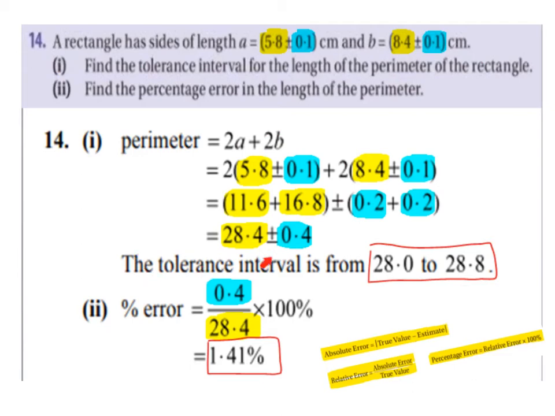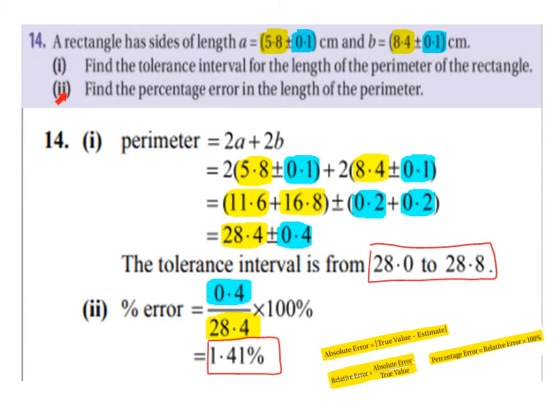So the tolerance interval is from 28.0, because 28.4 minus 0.4 is 28.0, to 28.8, because 28.4 plus 0.4 is 28.8. So this is our tolerance interval. So our perimeter is somewhere in between 28.0 and 28.8.